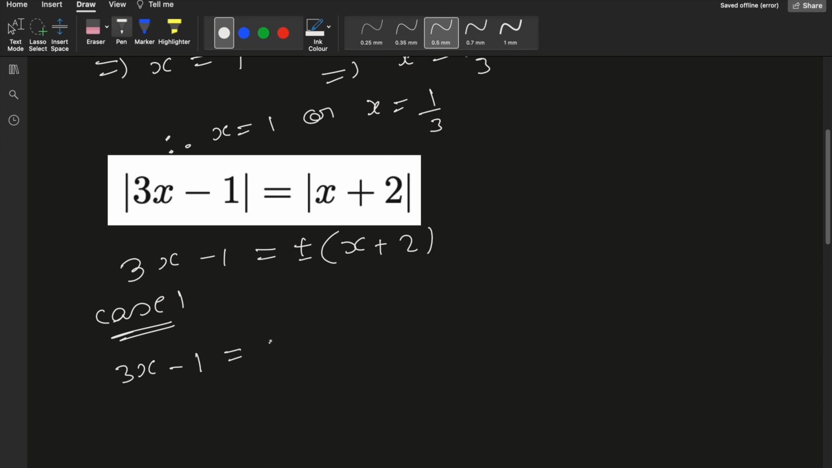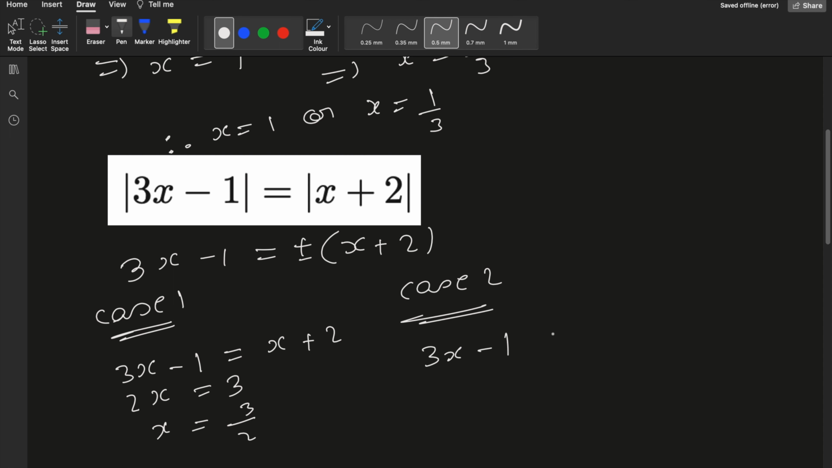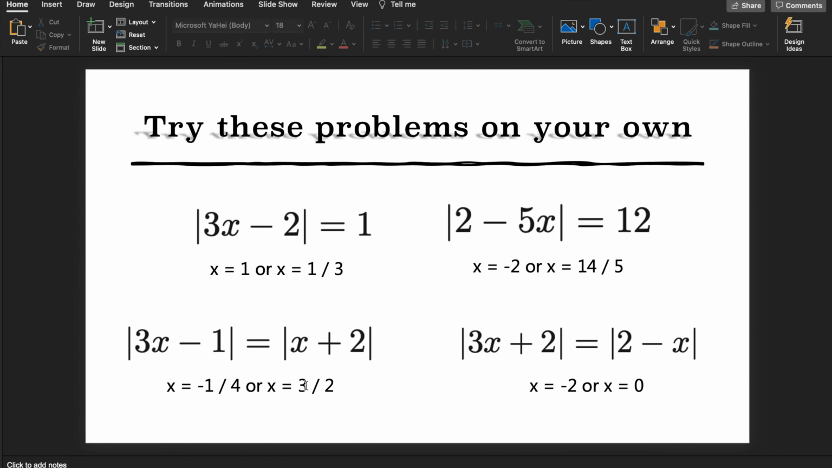3x minus 1 equals x plus 2. Transposing it to this side would give you 2x equals 3, and then x equals 3 divided by 2. And then case 2 would be 3x minus 1 equals minus x minus 2. Always remember the multiplying rule. So this would be 4x equals minus 1, which implies x equals minus 1 by 4. We got x equals minus 1 by 4 and x equals 3 by 2, which is the answer. Solve these two the same way.